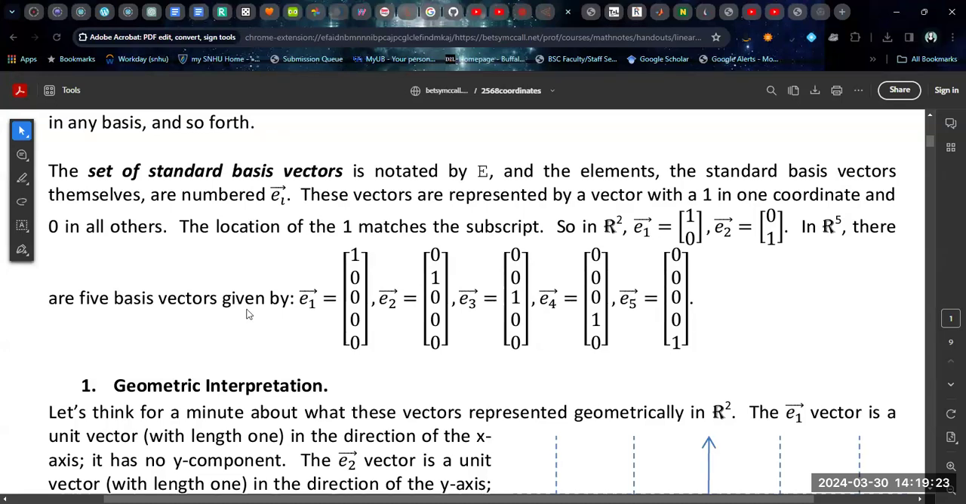So in R5, we would have 5 basis vectors. e1 is 1 with 4 zeros, e2 is 0, 1, and the rest zeros, e3 is 0, 0, 1, and the rest zeros. e4 would have a 1 in the 4th position, and zeros everywhere else, and e5 would have a 1 in the final position with zeros everywhere else. So this is, again, just some standard notation.